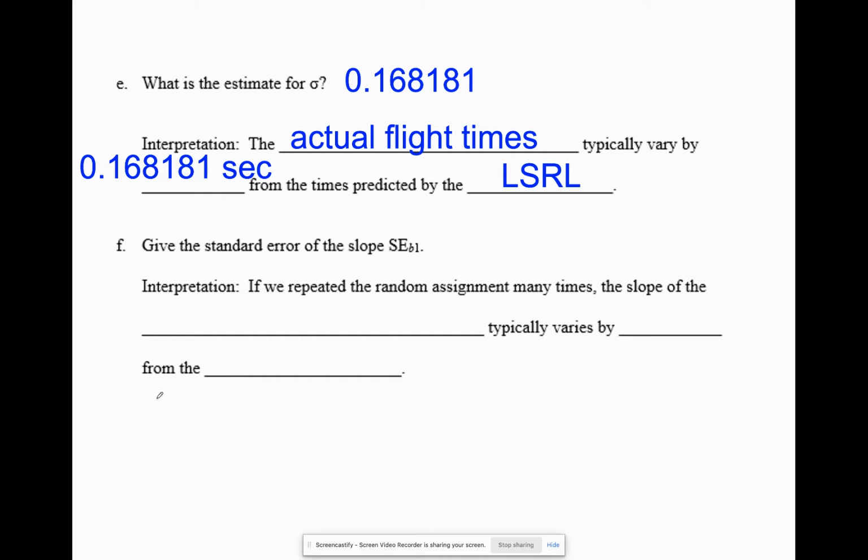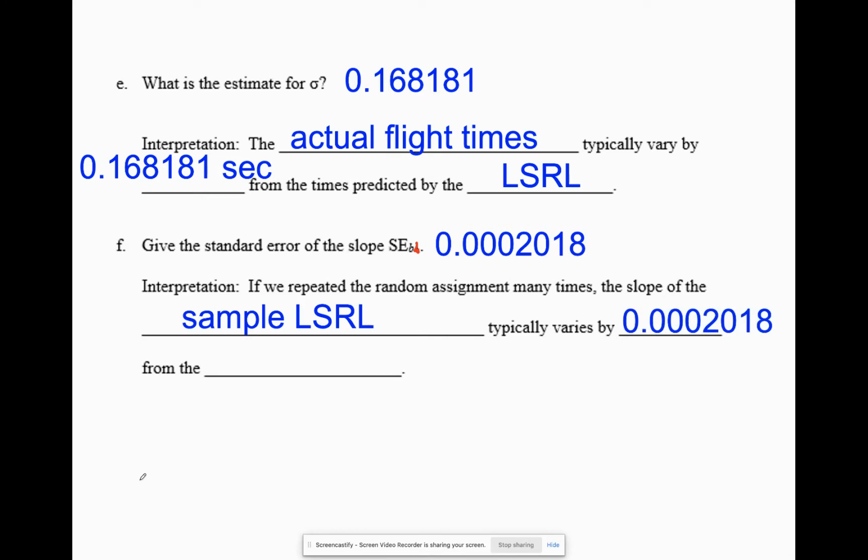Now, F says, get the standard error of the slope. And that says standard error of B, and we're just going to cross out that subscript again. We don't need that little subscript there. How we would interpret that, by the way that standard error was 0.0002018, is that if we repeated the random assignment many times, the slope of the sample least squared regression line typically varies by that big long decimal from the true slope.